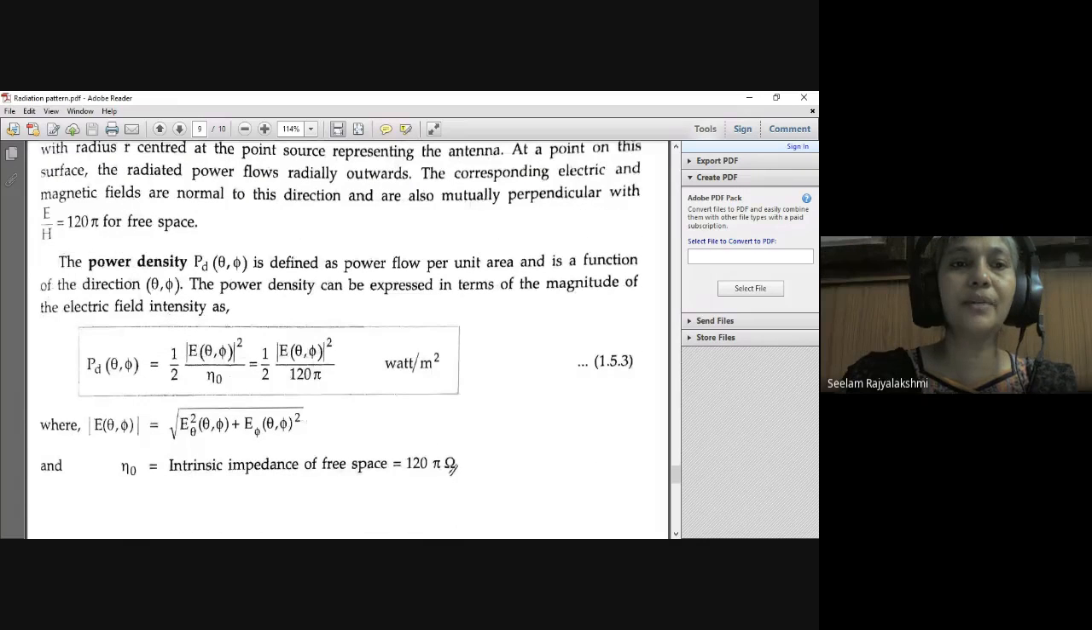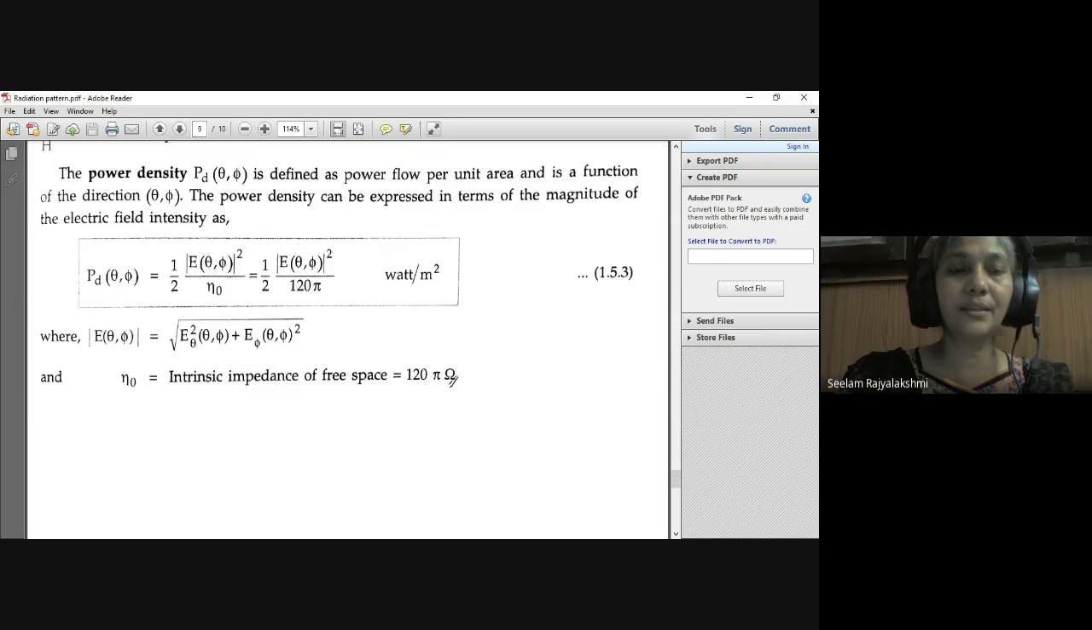Here the power density is represented with suffix d. Power density theta comma phi is defined as power flow per unit area and is a function of the direction theta comma phi. The power density can be expressed in terms of the magnitude of the electric field intensity as power density theta comma phi equals half E theta comma phi whole square by eta naught, which can be written as half E theta comma phi whole square by 120 pi, in watts per square meter.